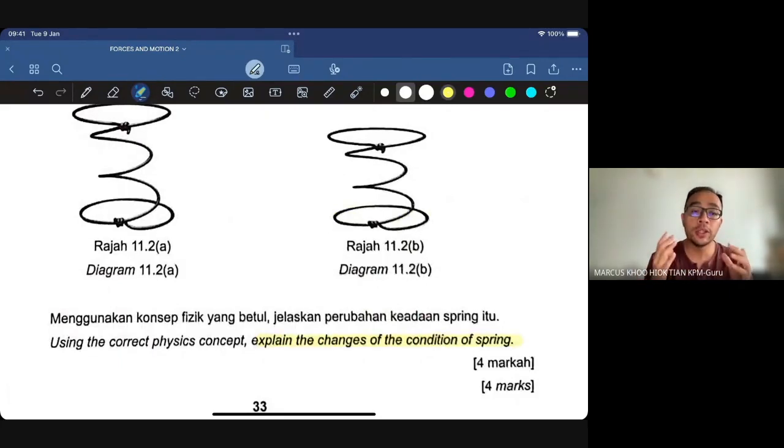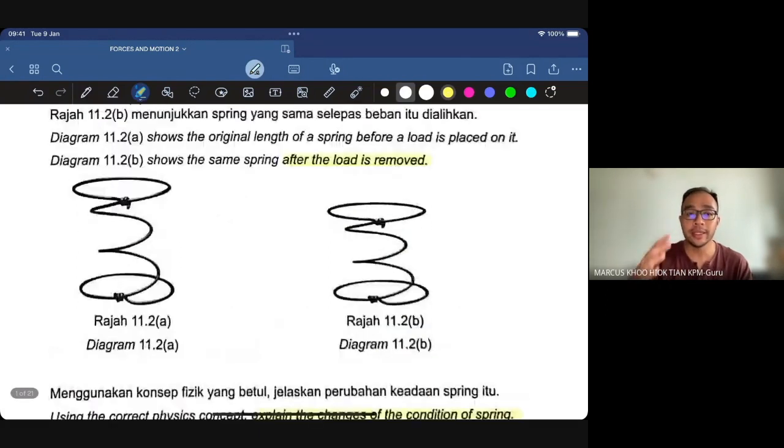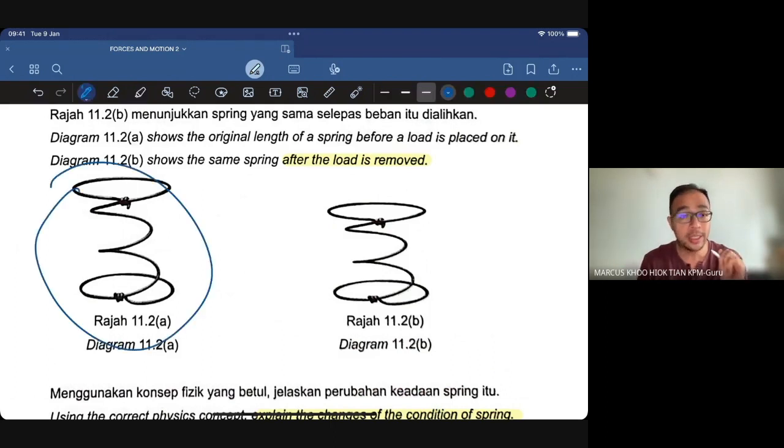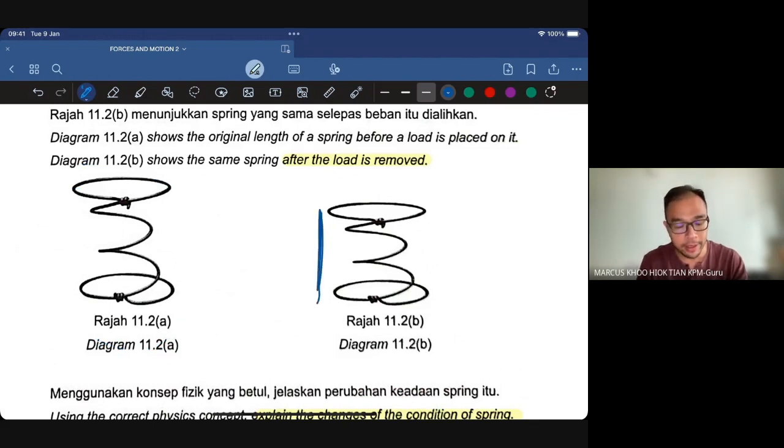In order to answer this, remember this is a 4-mark question, so you need at least 4 points. You first have to mention what the changes are. After you put the load on it and then remove the load, it's supposed to go back to its original state, which is this one. But we notice that it doesn't. It is shorter than the original. So the biggest change here is that the spring has lost its elasticity.